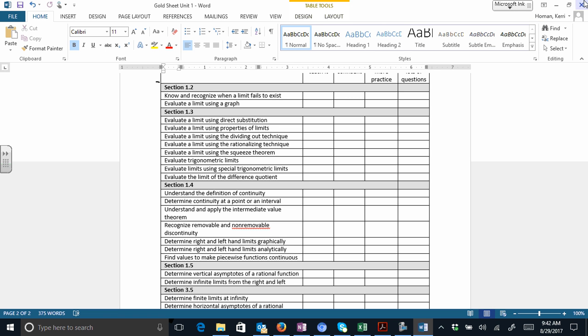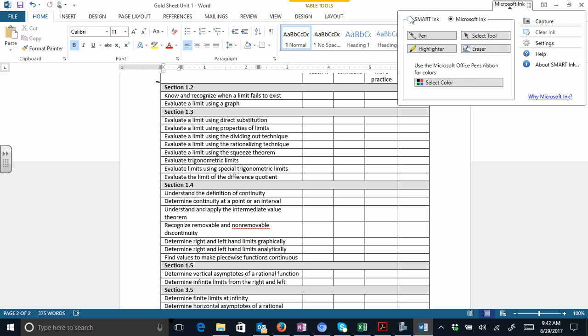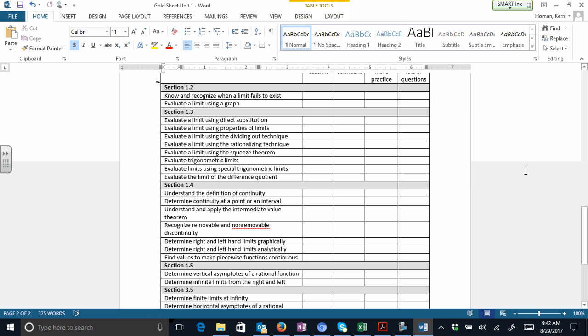Hold on. Okay. Our quiz is going to cover sections 1, 2, and 3, and then just the right and left-hand limits from section 4. The rest we're going to talk about on Thursday. Okay? With this left and right-hand limits analytically, that would be like the piecewise function that you did, okay? And then graphically, that's what we just did on that pink sheet, okay?